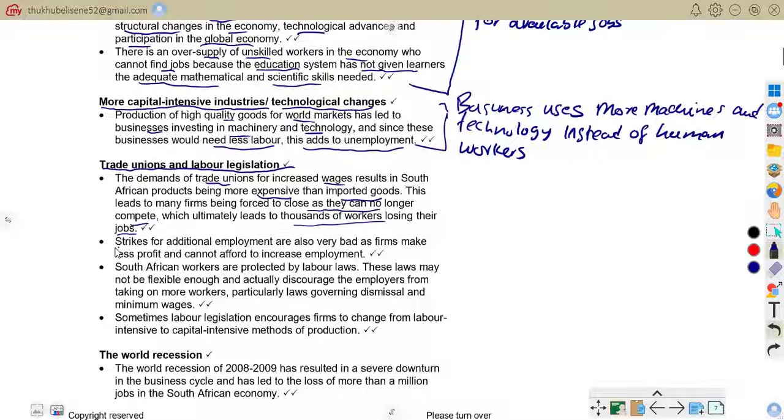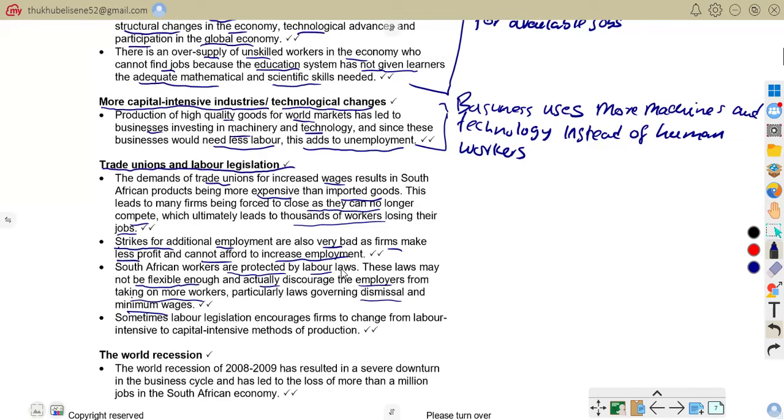Now, strikes for additional employment are also very bad as firms make less profit and cannot afford to increase what? Employment. So it means now they will hire a few workers. South African workers are protected by labor laws. These laws may not be flexible enough and actually discourage employers from taking on more workers, particularly those governing dismissal and minimum wages. So you see, the hiring is going to be lowered by the strict labor laws.